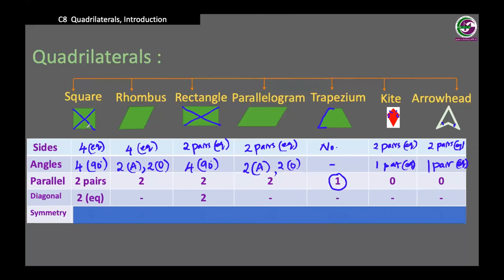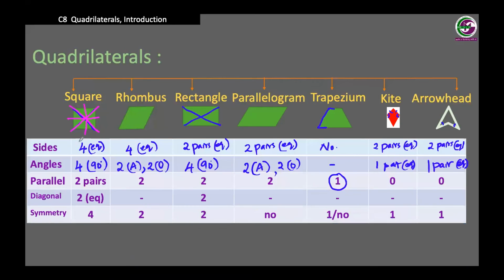So what are the lines of symmetry in a square? When you fold it here, the left and right are equal. Again, when you fold it here, up and down are equal. When you fold it straight, left and right are equal, up and down are equal. So there are 4 lines of symmetry for a square.